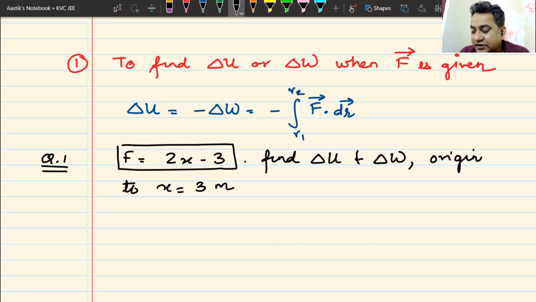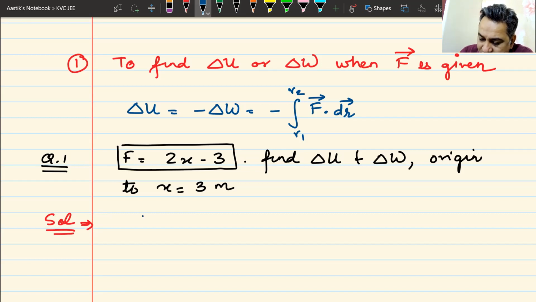Which answer is minus 9 joules? Whether it's change in internal energy, change in potential energy, or is it the work done? Which answer is minus 9? Change in potential energy. Okay, let us go and solve this. Solution is pretty simple.